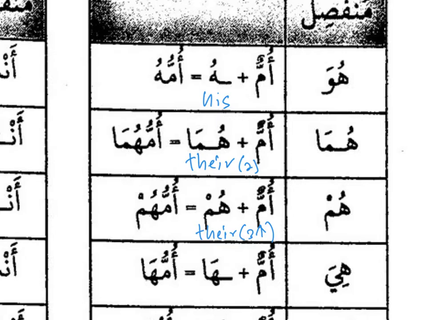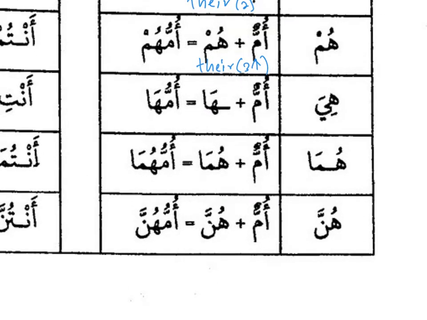What about hiya, huma, and hunna for female? Okay, we look at hiya. Hiya is the damir munfasil, and the damir muttasil for hiya is ha, with an alif. And this is how you say her mother. So the word ha means her. And remember, this is damir muttasil, therefore they must be connected. Ummuha. Now we look at the second word, huma.